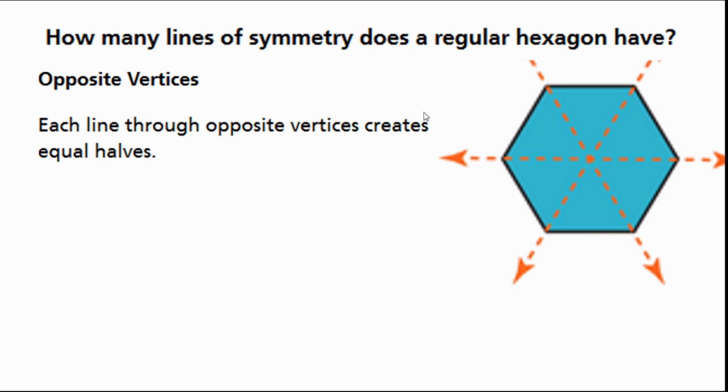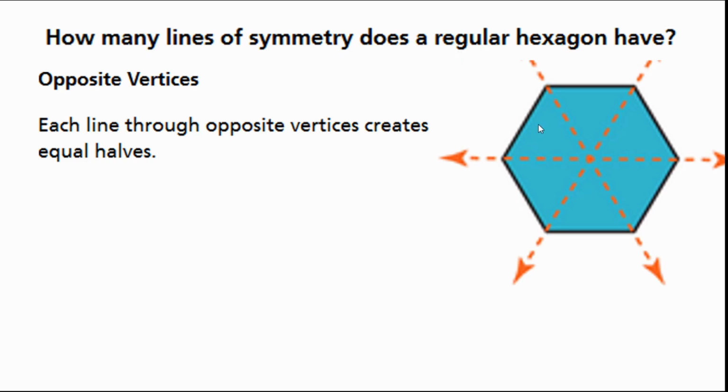So, like I said, start with the vertices, and on this one, we have opposite vertices. That means, like I just did, start at one vertex and draw a line straight through to the opposite vertex. Each line through opposite vertices creates equal halves. But that's not all we can do on a regular hexagon.